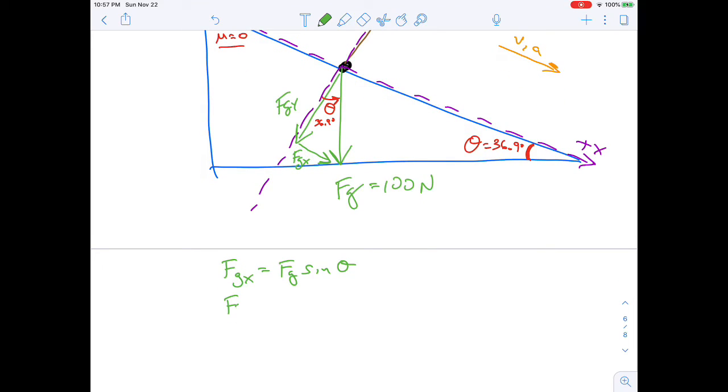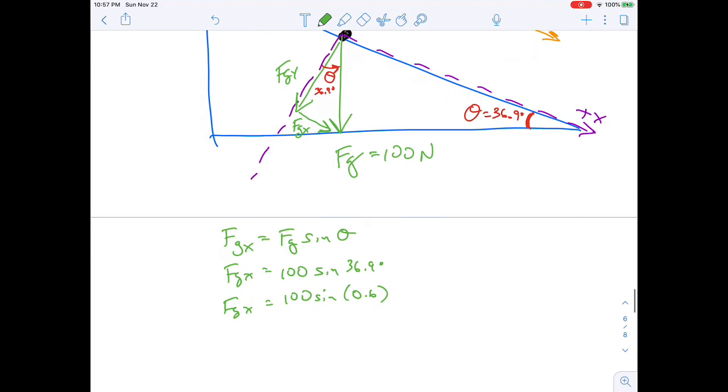And so for ramp problems, this is going to be 100 times the sine of 36.9 degrees. And if I do that math, because of the 3, 4, 5 triangle, the sine of that would be 0.6. And so that's 60 newtons.